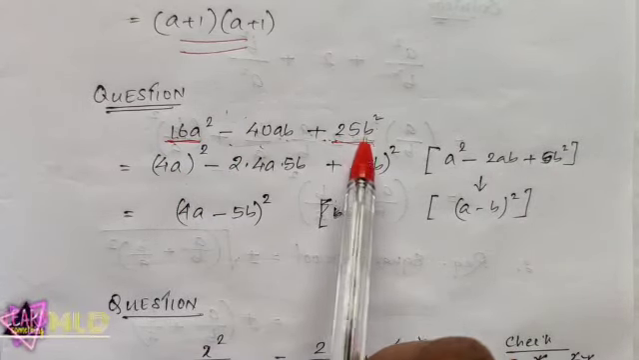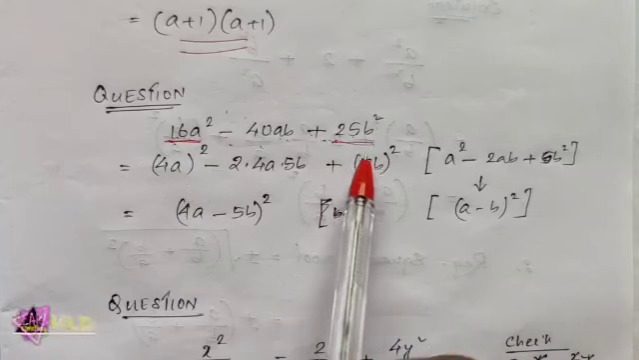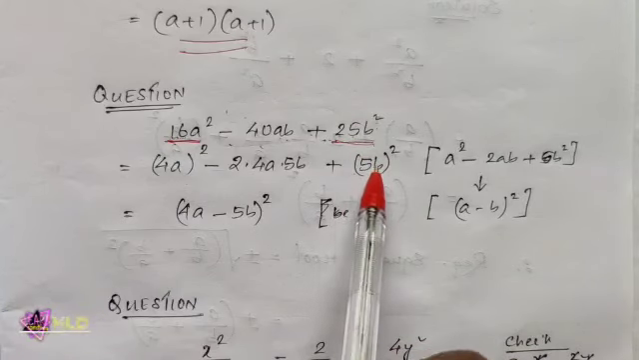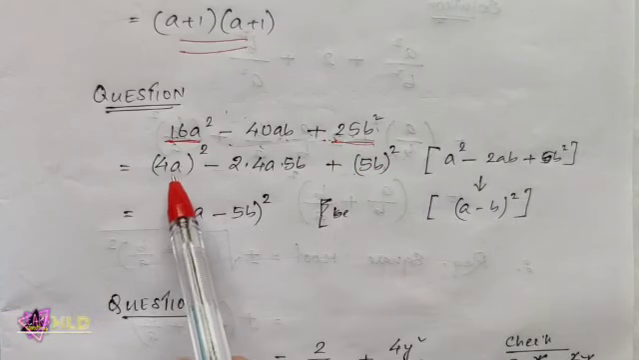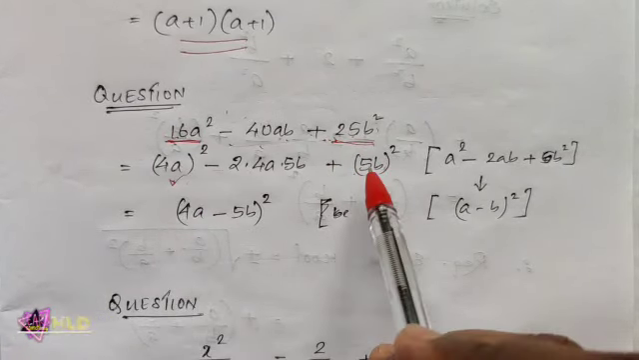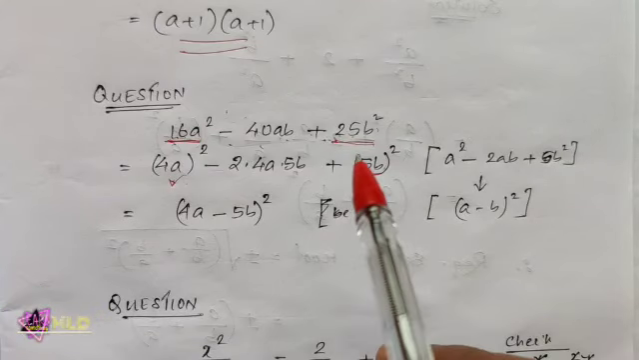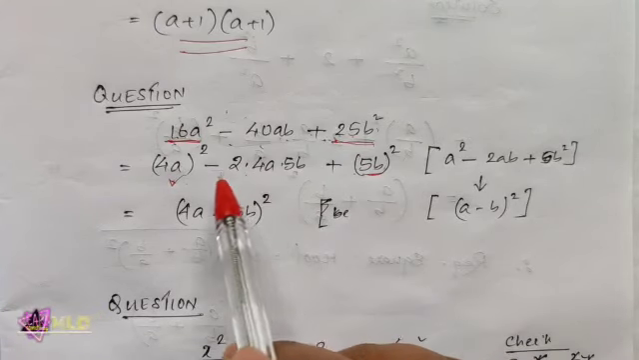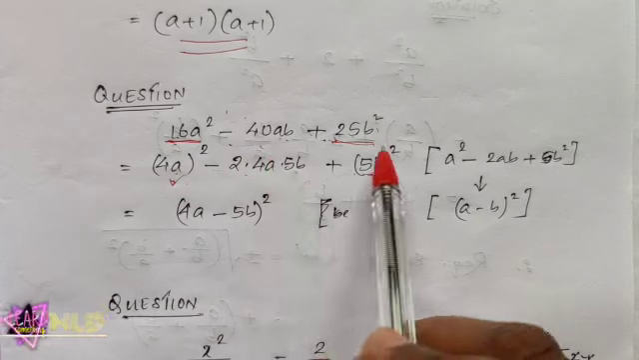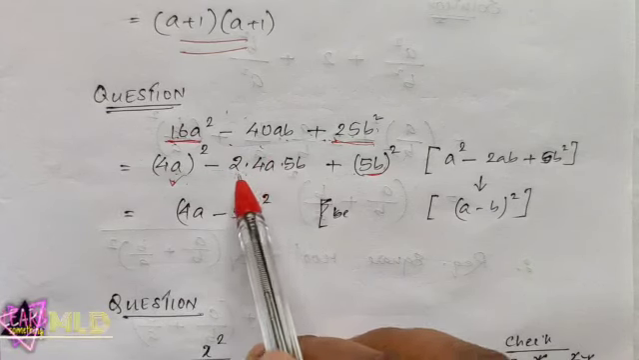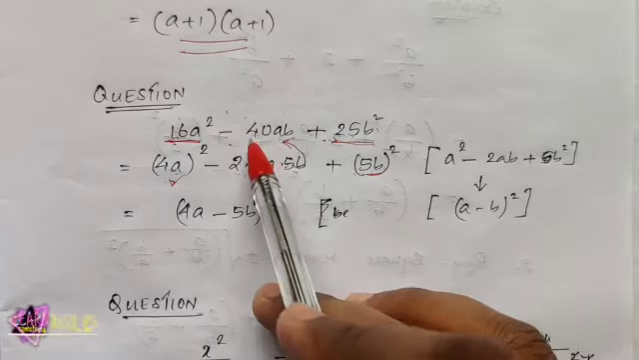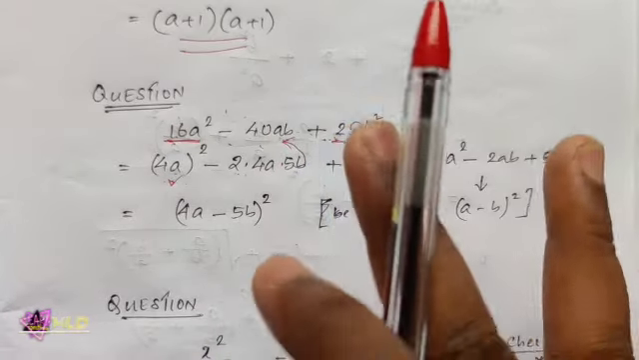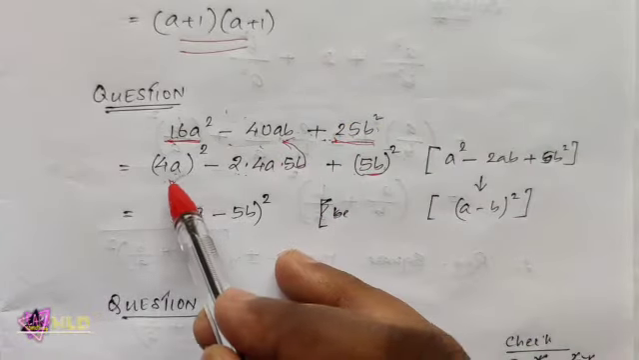Similarly, to get 25, you need to do square of 5. And to get b square, we need to do square of b. So 5b gives 25b square. That means we now have the first term, this is the first term bracket part, and inside this bracket is the second term. The middle one will be 2 times the first term and second term. If you multiply and check, it gives 40ab, which matches our given expression. That means this is a perfect trinomial square.